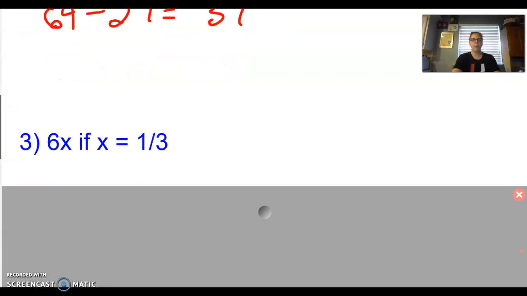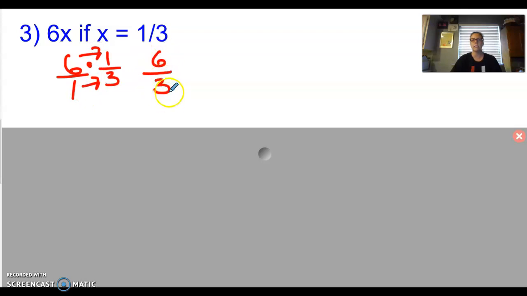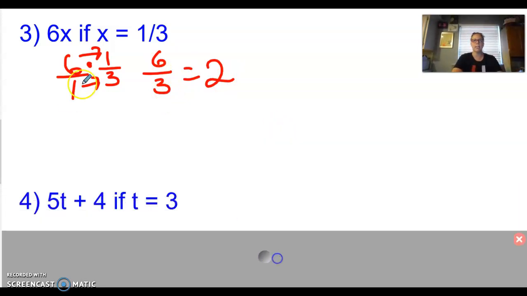Okay. Now what about 6x if x equals 1/3? So that's really 6 times x, which is 1/3. Remember, when we do fractions, we multiply straight across. So this is a good review. 6 over 3. Well, what's 6 divided by 3? It's 2. Or maybe you just know that 1/3 of 6 is 2.